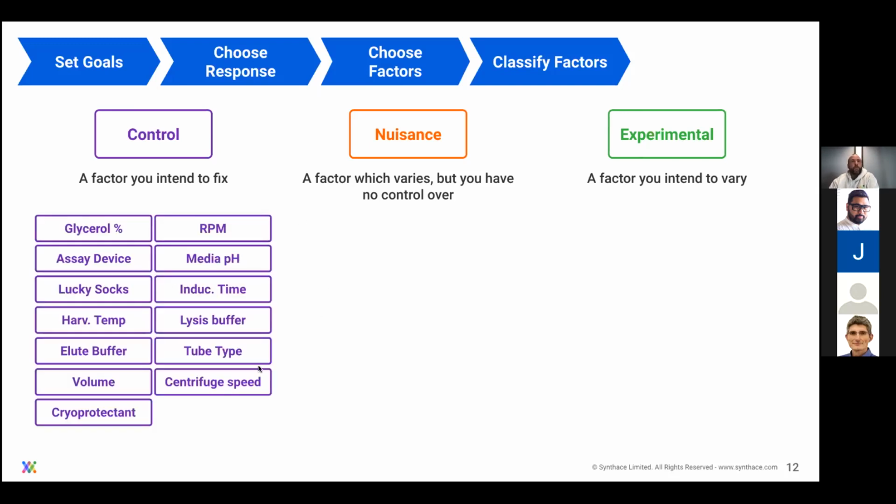So we have done that for our protein expression example, and these are the factors that are involved in the experiment that we don't think will impact our goal. We can control them, and so we're going to fix a single set point.